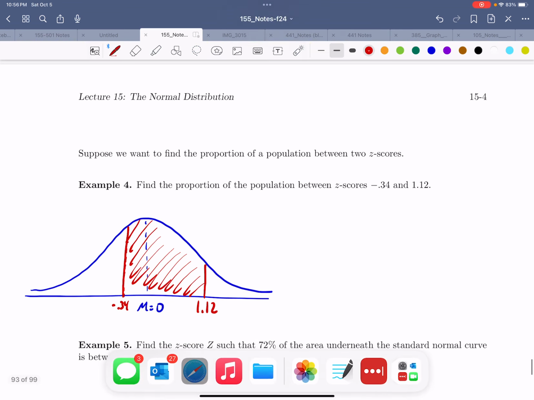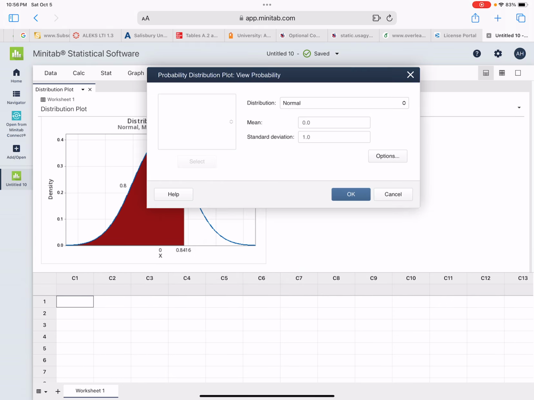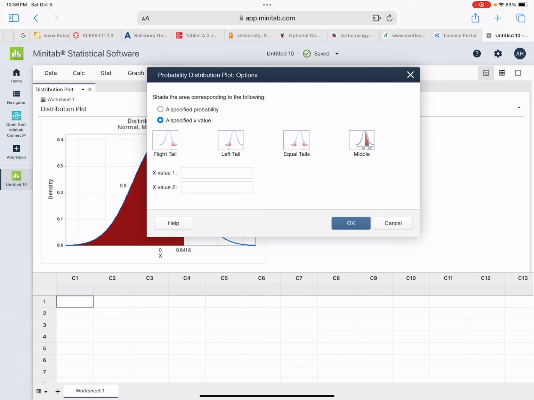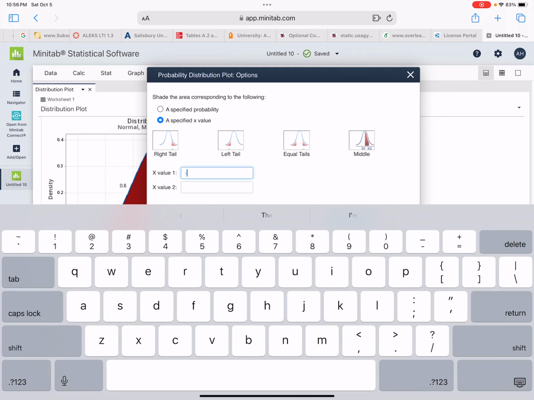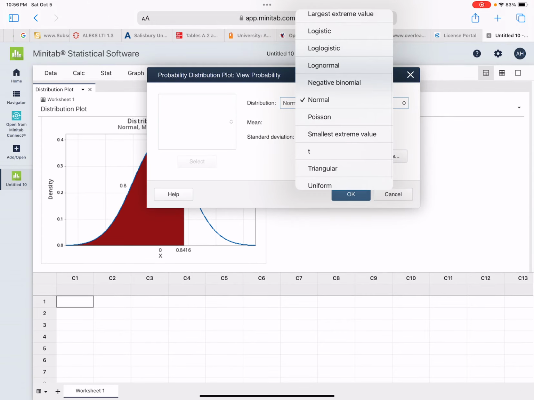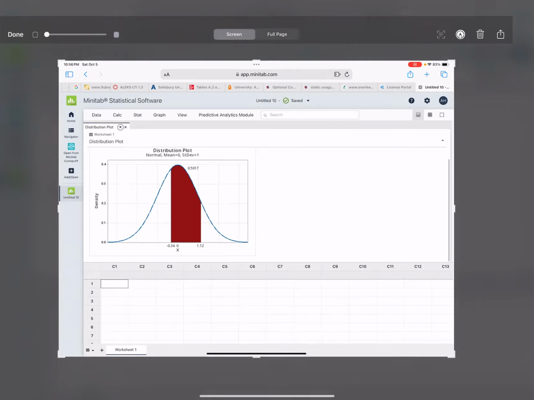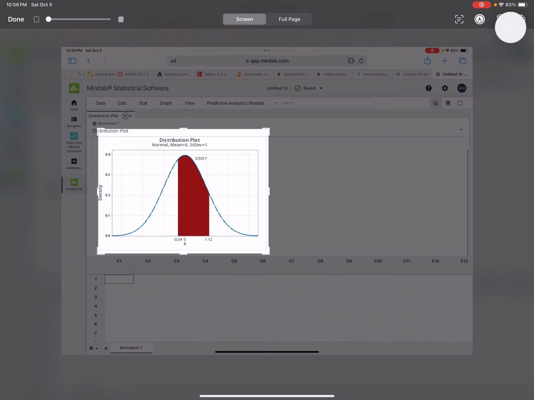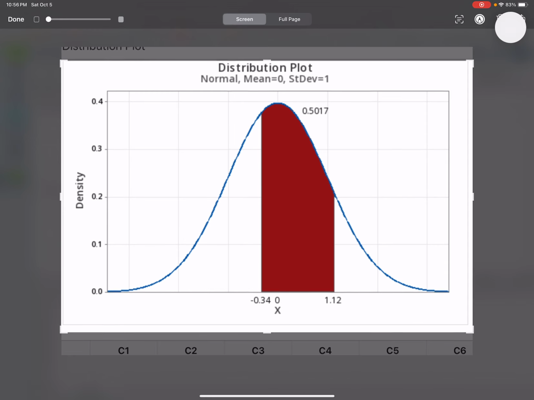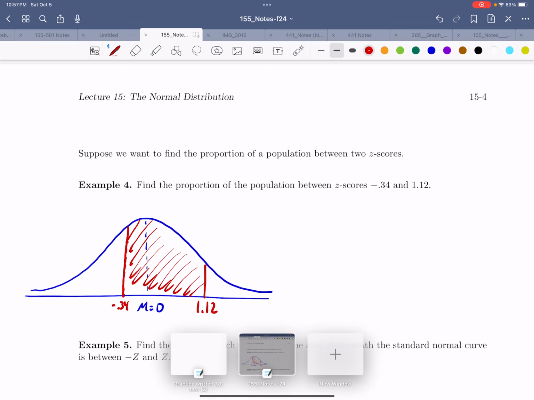We go to Minitab, graph, probability distribution plot, view probability, options, and we're going to do specified x value, and we're just going to do middle. X value 1, negative 0.34. X value 2, 1.12. Okay, and that's our answer. So a little over 50% of the population is, there we go. A little over 50% of the population is between those two z values.